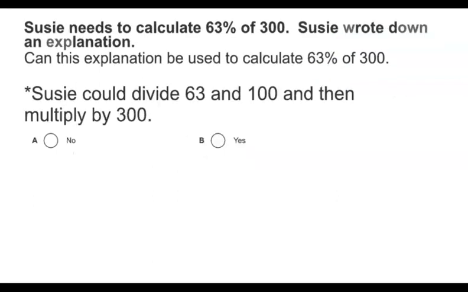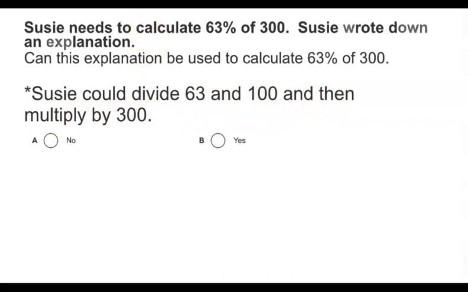Still working with Susie here. Susie needs to calculate 63% of 300. Susie wrote down an explanation. Can this explanation be used to calculate 63% of 300? All right, here's the statement. Susie could divide 63 by 100, then multiply by 300.